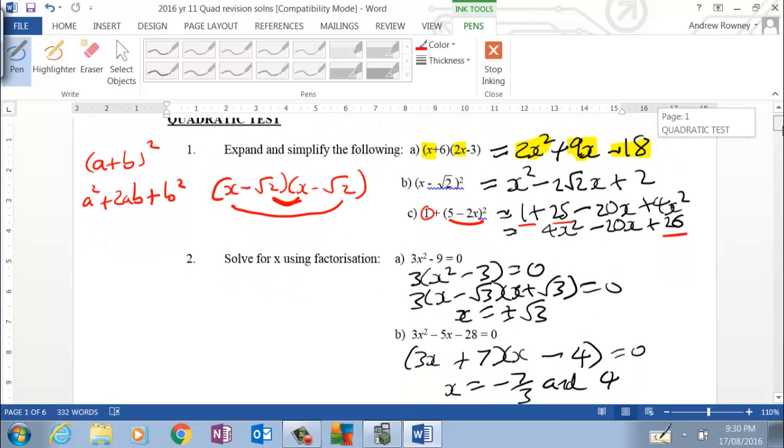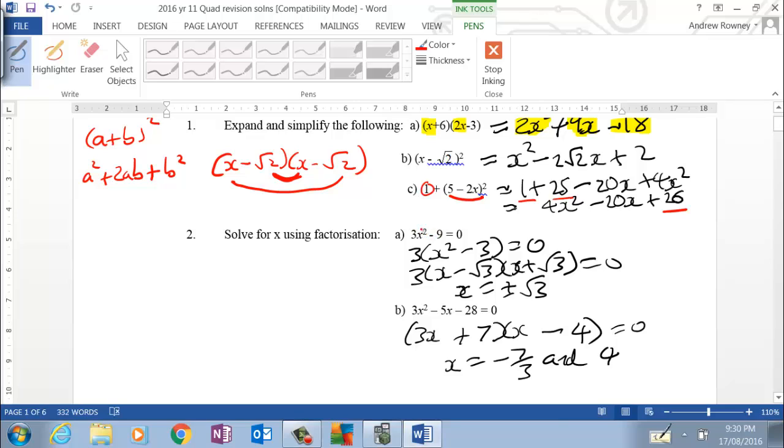Factorising is going back the other way. So this is a difference of two squares. The difference of two squares is this rule: a plus b times a minus b is equal to a squared take b squared. That's the difference of two squares, and they're alternating signs and symmetrical like that. So 3x squared, so that's equivalent.